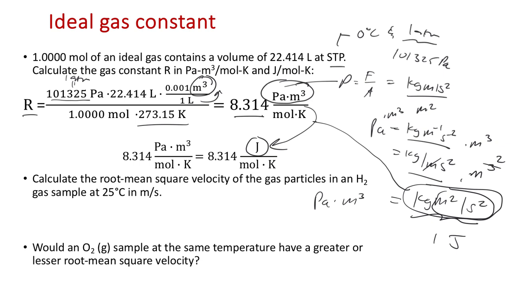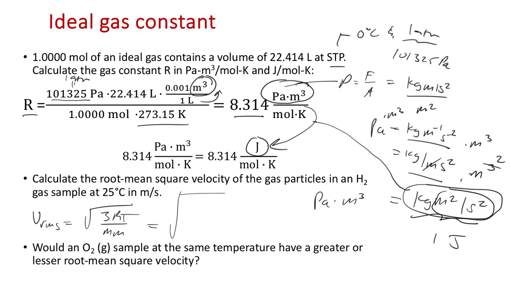Now we would give you this equation. You would never have to have the equation for the VRMS memorized, but this would be the square root of 3RT divided by the molar mass. But the key here is how the units work and seeing what units everything needs to be in for this to work.